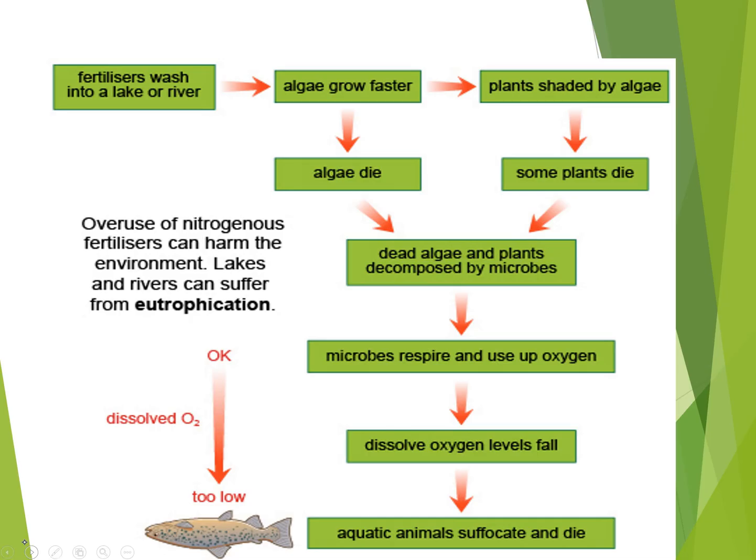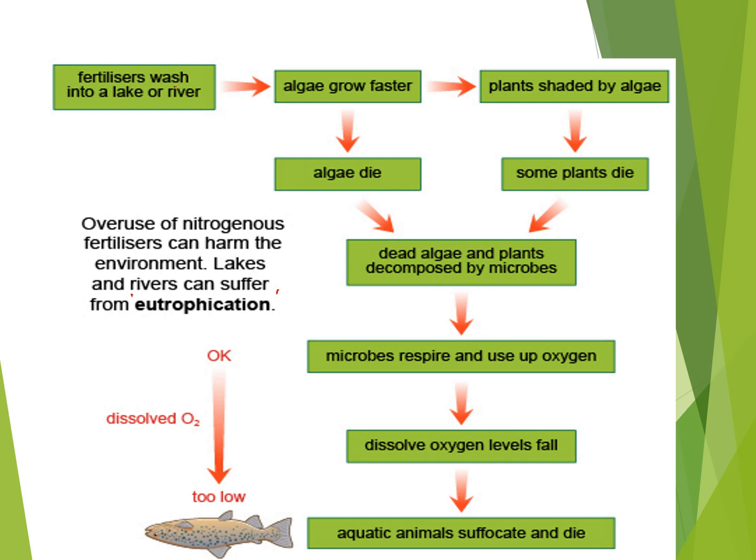So just to show you a kind of flow chart of the sequence of events, because this comes up as often a really good what we call QWC, extended writing answer, because not only is it about the quality of the extended response, it's about sequencing of the events that happen in the correct order. So we know that overuse of nitrogenous fertilizers, what we call the NPK fertilizers, can harm the environment, and lakes and rivers can suffer from this term eutrophication.